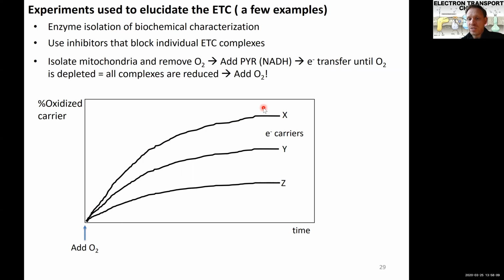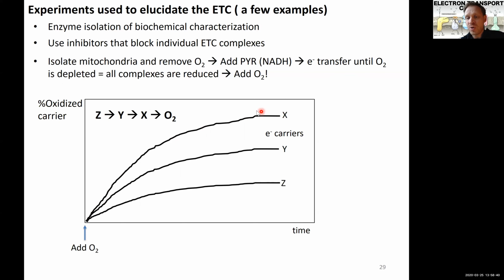And the speed of oxidation and the relative amount of oxidized carrier over time, you can actually use again to understand the series of reactions. So in our case here, if you have a graph like this, you could deduce that the moment you put oxygen in, the complex that is acting the closest to oxygen, so next to oxygen, giving its electrons directly to oxygen, would be complex X, because it is oxidized the fastest, right?